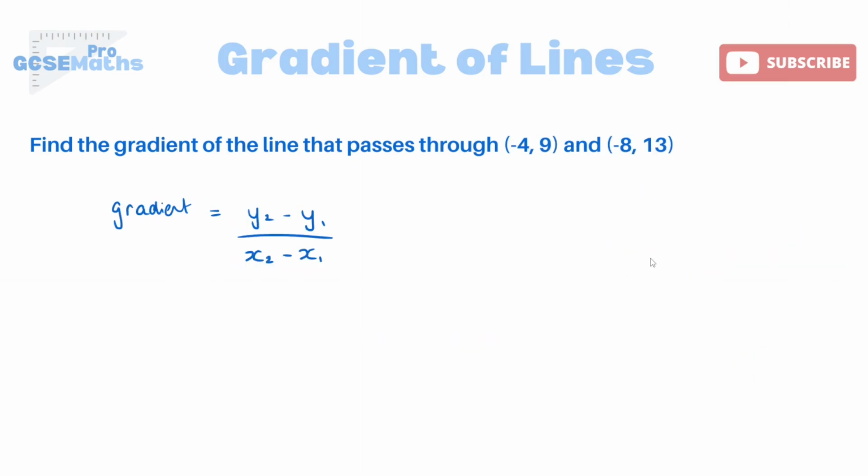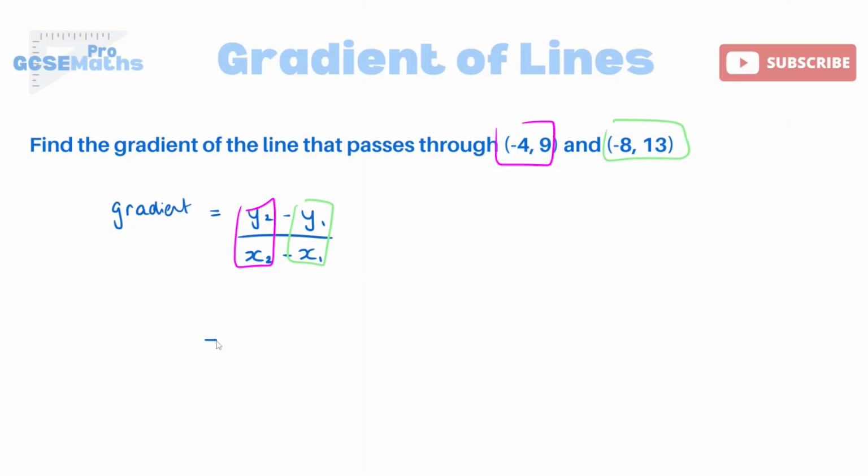So exactly the same question again, just now we've got a few negatives, so we have to be a little bit careful with that. Find the gradient of the line that passes through minus 4, 9 and minus 8, 13. So again, just choose which one you want to do first, which one you want to do second. Let's just go with this one to be first. That one can go first. And the minus 8, 13 can go second.